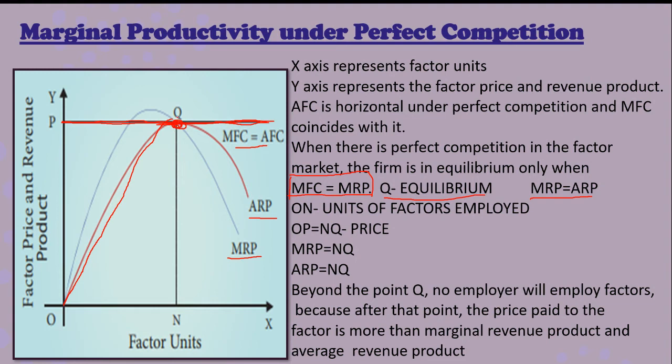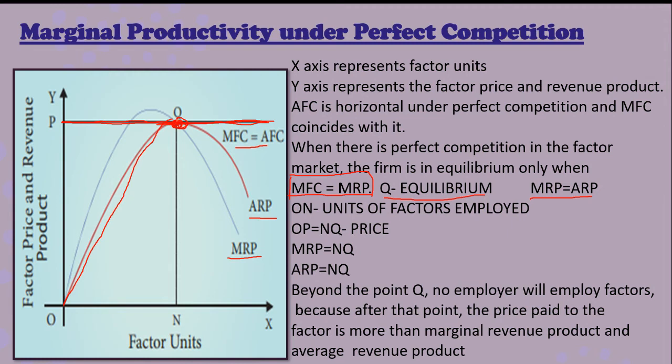புரிஞ்சுதாமா? இந்த ஒரு பாயிண்ட்ல எல்லாமே இந்த இடத்துல டச் ஆகுது. MFC is equal to AFC, அதுவும் இங்க இருக்குது. MFC is equal to MRPயும் ஈக்குவலா இருக்குது. MRP is equal to ARP. இந்த பாயிண்ட்ல எல்லாமே நடக்குது. This is the point of equilibrium.